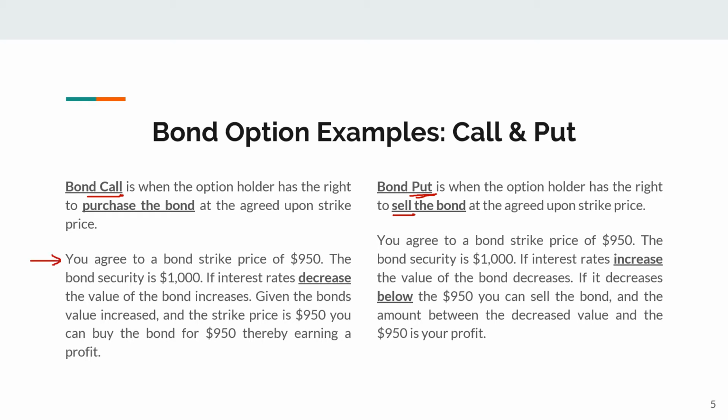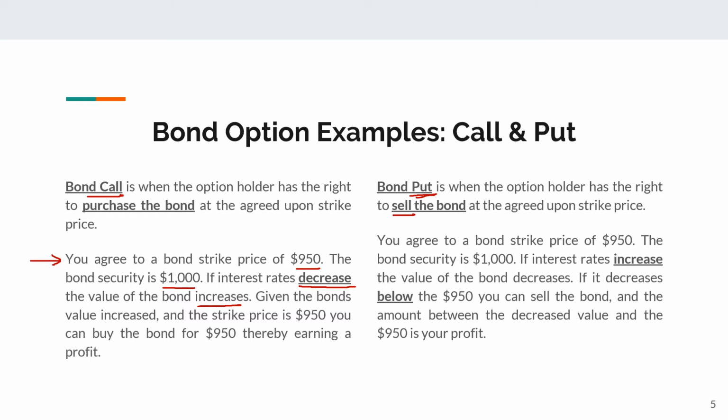So let's say that you agreed to a bond strike price of $950. The bond security is $1,000. If interest rates decrease, the value of the bond increases. Given the bond's value increased and the strike price is $950, you can buy the bond for $950, thereby earning a value or earning a profit on that bond.